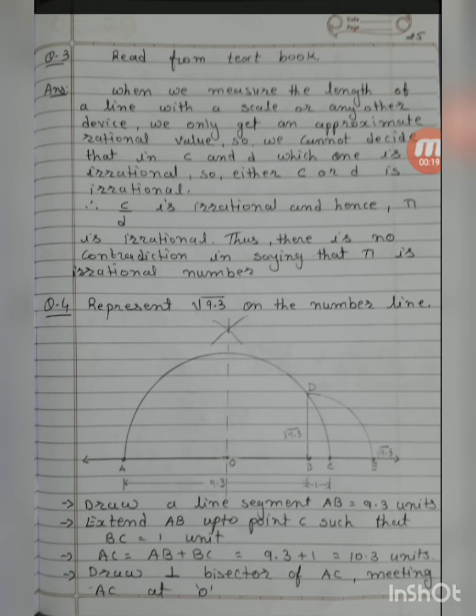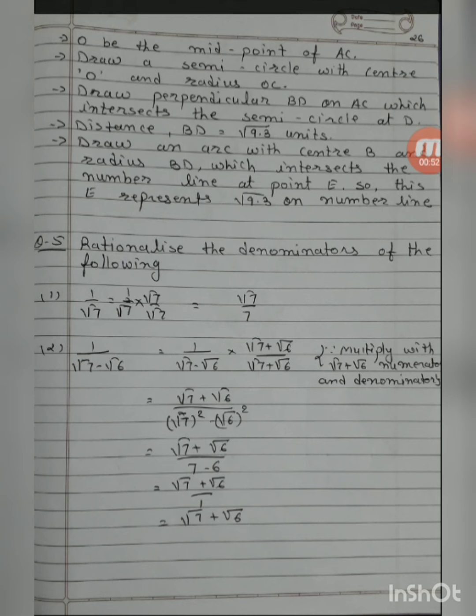First step is draw a line segment AB equal to 9.3 units. Now extend AB up to point C such that BC is equal to 1 unit. You can see in the figure. Here AC is equal to AB plus BC is equal to 9.3 plus 1 is equal to 10.3 units. Draw the perpendicular bisector of AC meeting at O, means OA is equal to OC. Now O is the midpoint of AC.